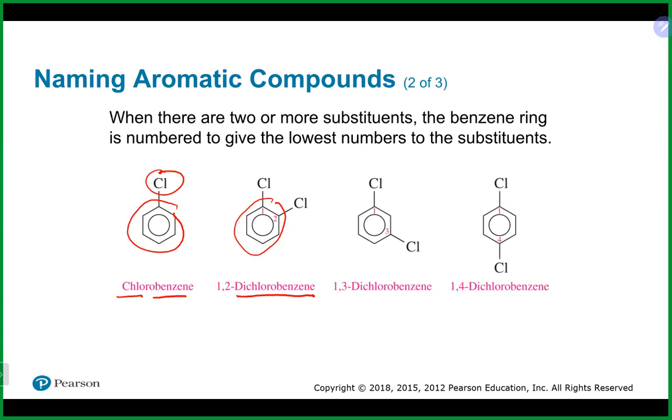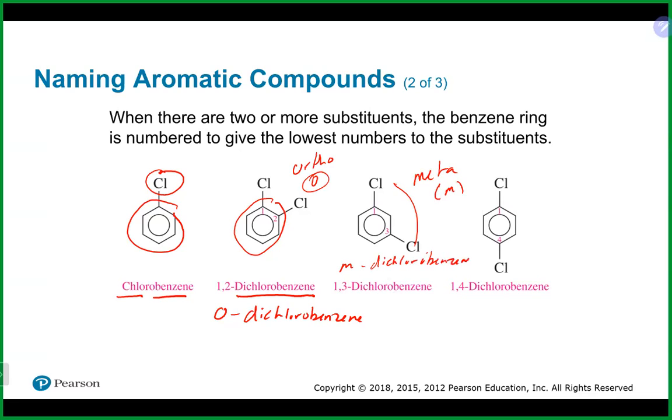This 1 and 2 positioning is what is known as the ortho positioning, or the O. And instead of numbering here, they would call this O-dichlorobenzene. The O meaning ortho, and that means that you have both of those groups at carbon 1 and 2. The 1,3 positioning here also has a special name when you're dealing with specifically benzene as the main part. That is the meta arrangement, and that is sometimes just used as an M, and instead of 1,3 you would write M-dichlorobenzene.